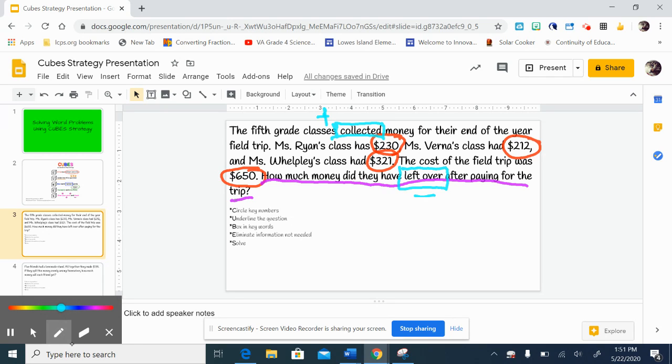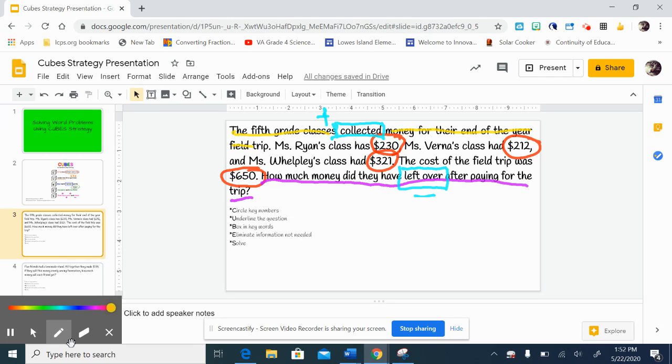Okay, now I can eliminate information that's not needed. It's not really super important that this is the end of their year field trip. It doesn't really matter if they're fifth grade classes, fourth grade classes, whatever. All information that's just there to distract me, so I can cross that off. And now I'm ready to solve.